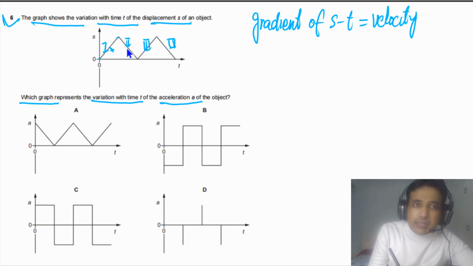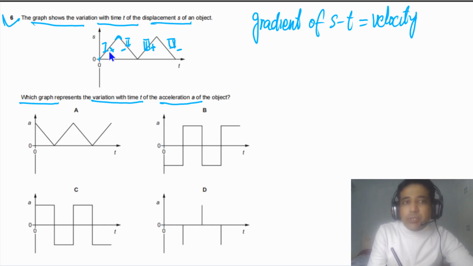Gradient of this part is negative, so velocity is negative here. Gradient of this part is positive, so velocity is positive and constant. Gradient of this part is negative, so it means velocity is also negative. So it means acceleration from here to here will be 0. But if you look at this one, when the velocity changes from positive to negative, there is a change in velocity. So there will be acceleration.